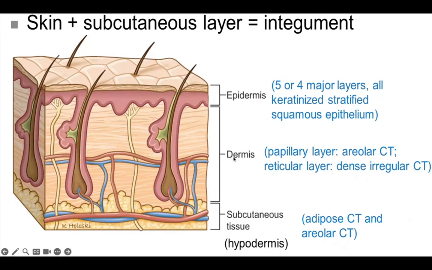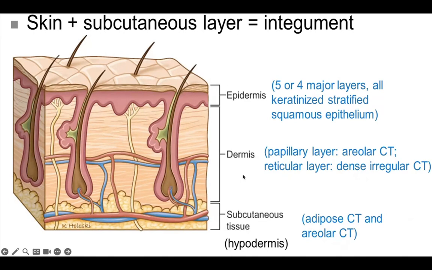Moving down to the dermis, it actually has 2 layers itself. About 1/3 of the dermis towards the superior portion, towards the epidermis, is called the papillary layer, and that is going to be composed of areolar connective tissue, or we should really be saying loose areolar connective tissue. Okay, the remaining 2/3 of the dermis is composed of the reticular layer.